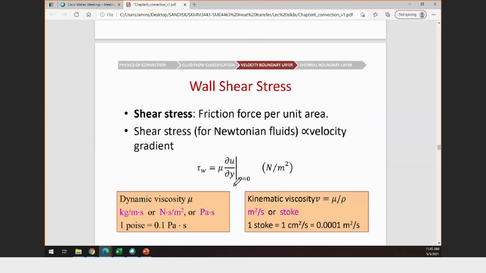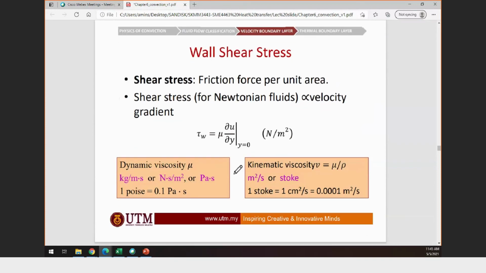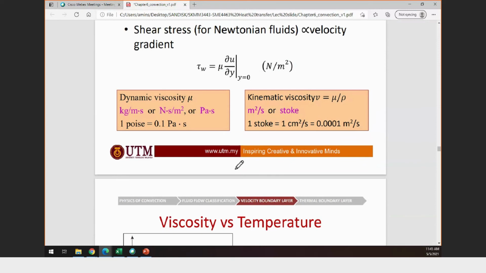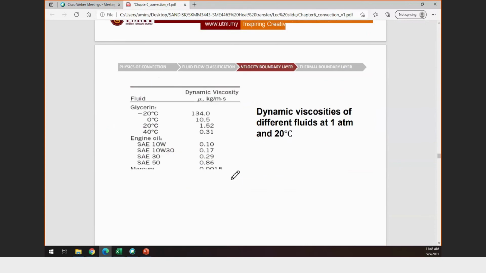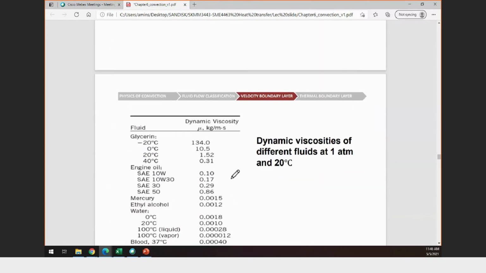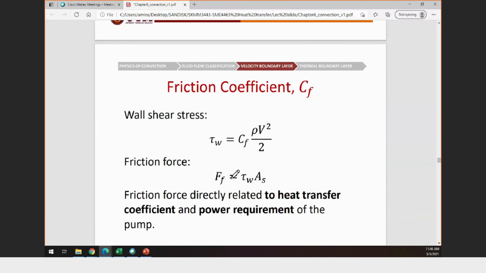Shear stress. Okay, this is related to the velocity boundary layer. Once you calculate the friction force from the velocity boundary layer, you can estimate the shear stress related to this velocity profile. Skip this viscosity, this is just a viscosity value. Friction coefficient.